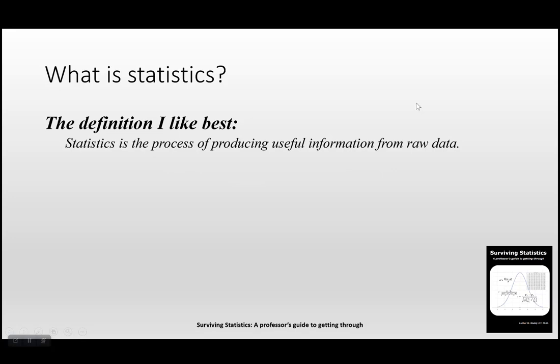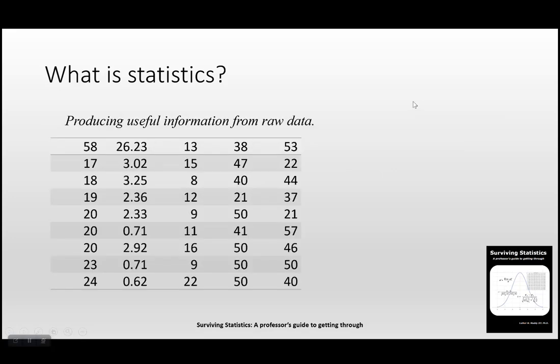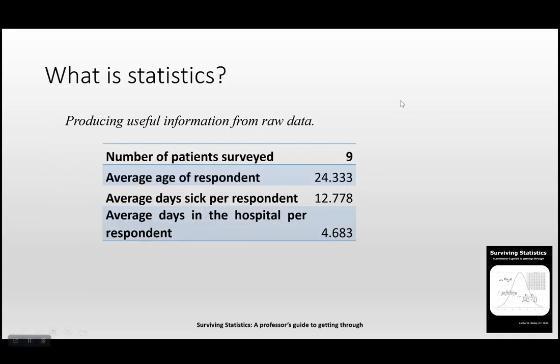So let's look at some examples of what I'm talking about here. Here you see some raw data. There's lots of numbers here, but you really don't know anything about these numbers other than there's a lot of them. What if I showed you this? What if I took that same raw data and summarized it and gave labels to what I've summarized, and maybe that data is actually telling me the number of patients that I surveyed in a hospital, the average age of the respondent, the average days that the respondent was sick, and the average days that the respondent spent in the hospital. This makes a lot more sense.